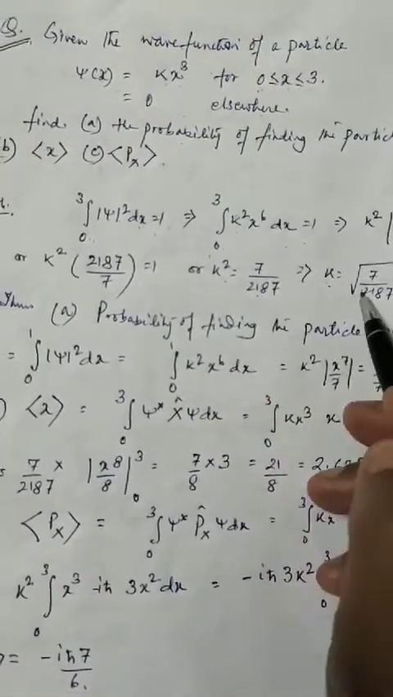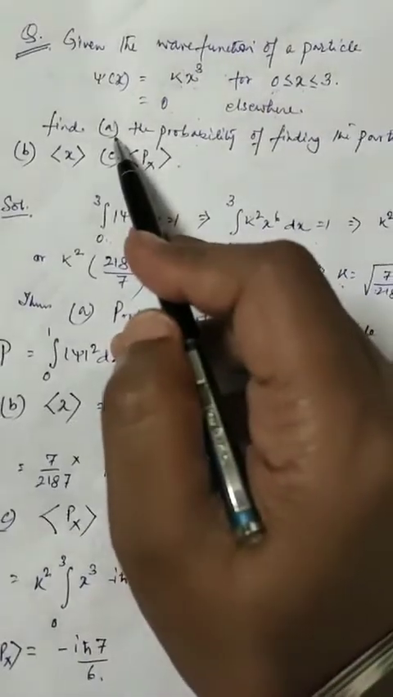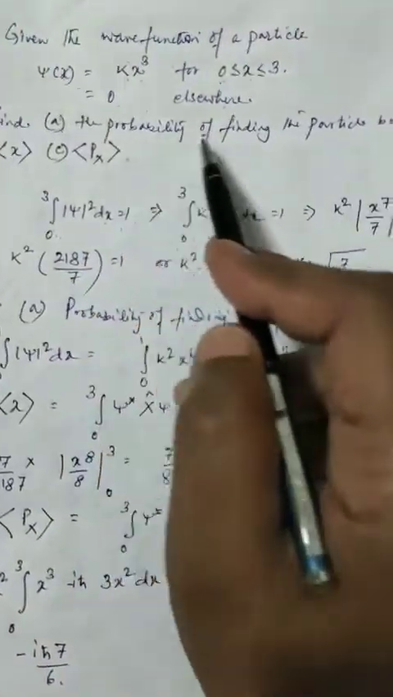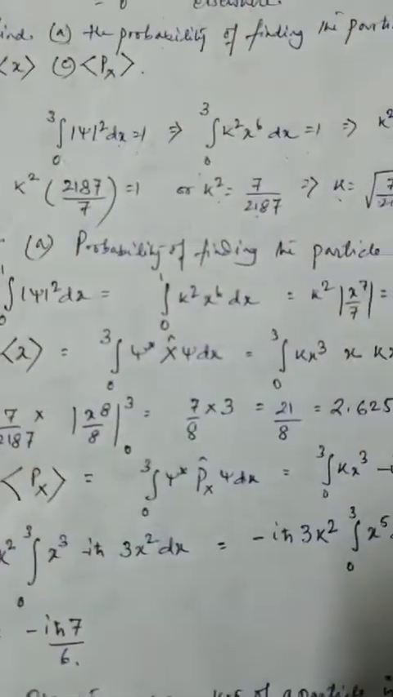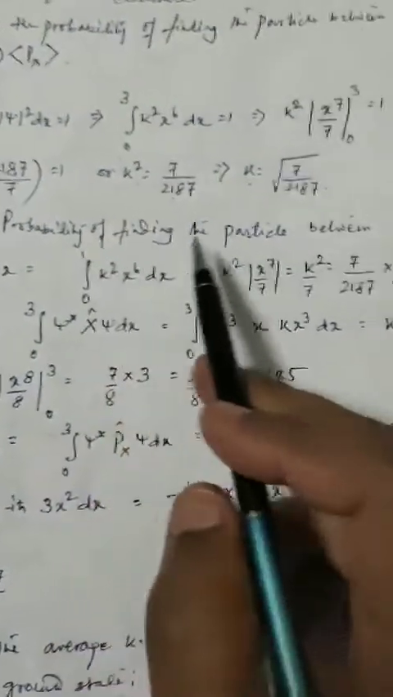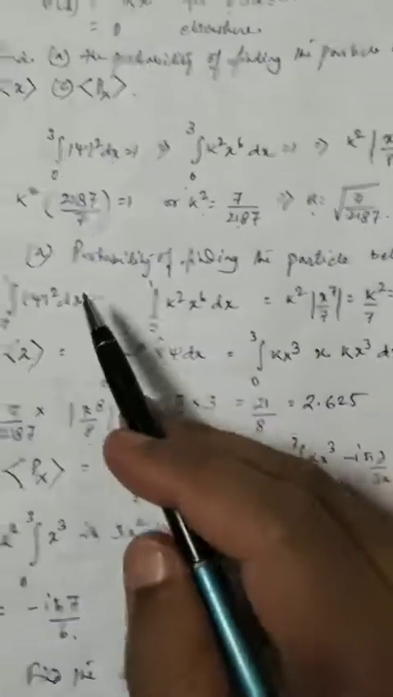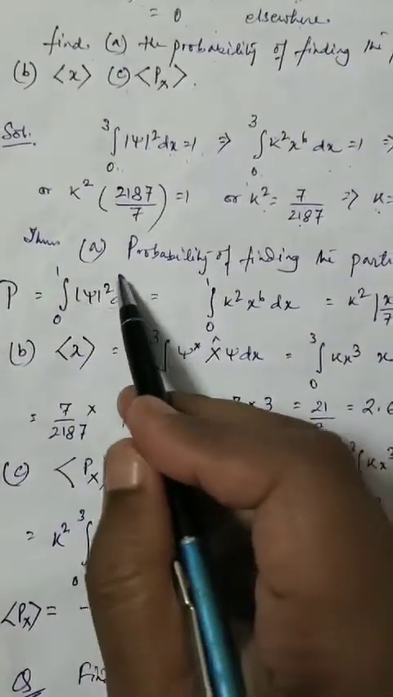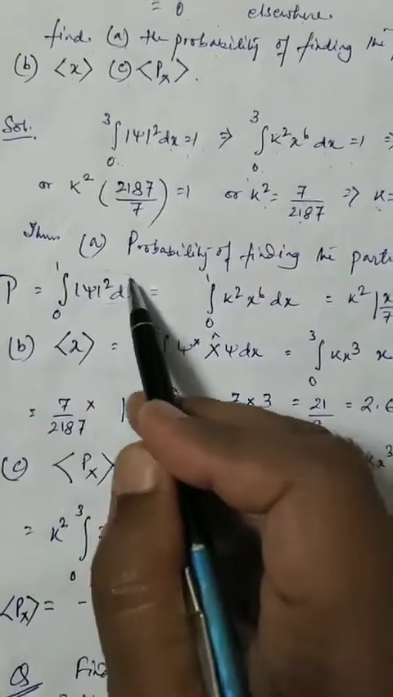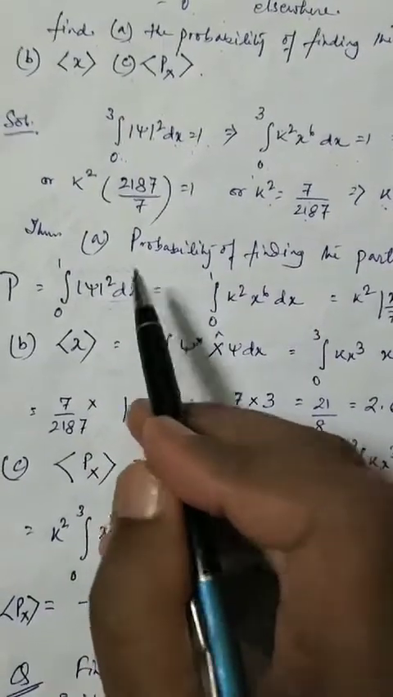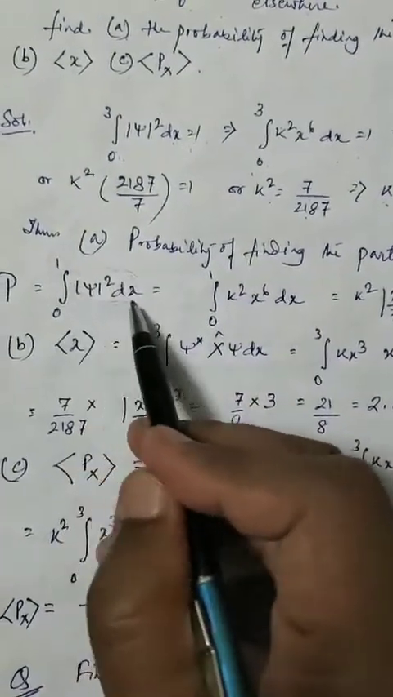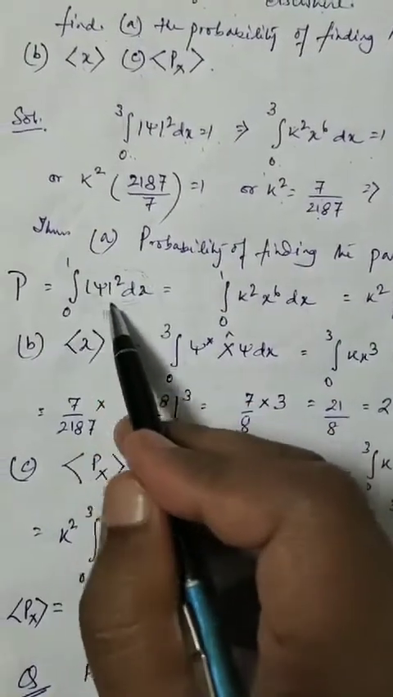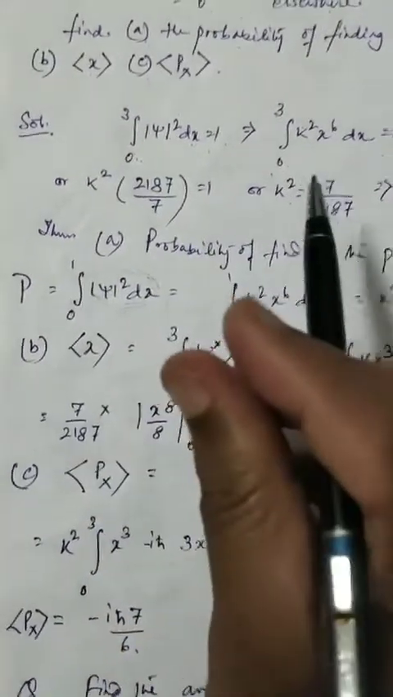Now you know the value of k. Now you approach the problem. So the first part is the probability of finding the particle between 0 and 1. So here you can see part A, the probability of finding the particle between 0 and 1. What is this? This is the probability of finding the particle within length dx. I repeat, this is the probability of finding the particle within dx.